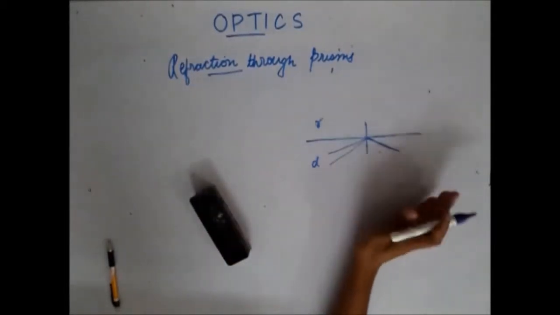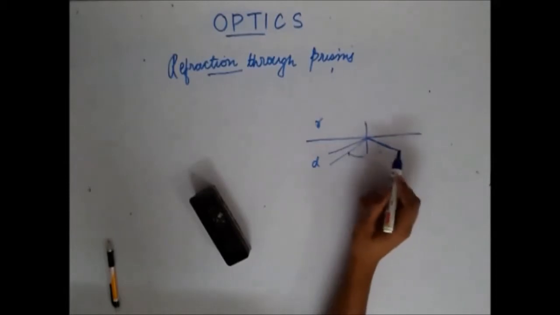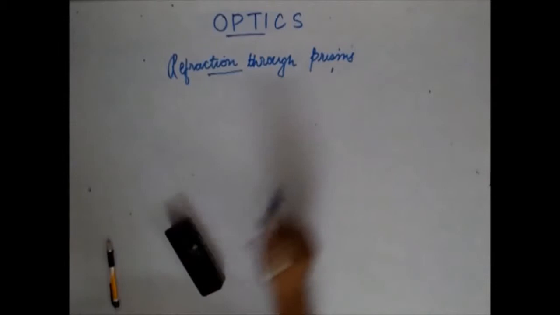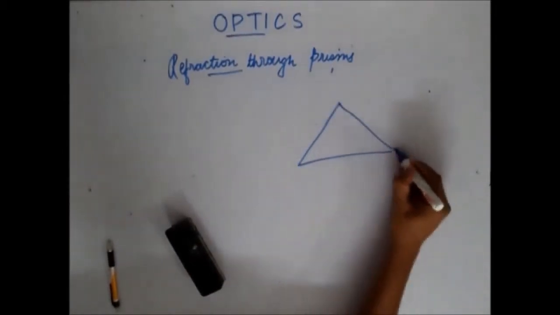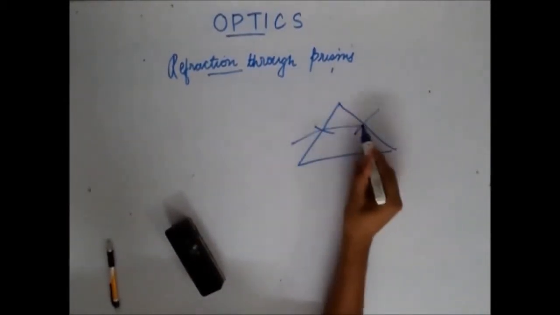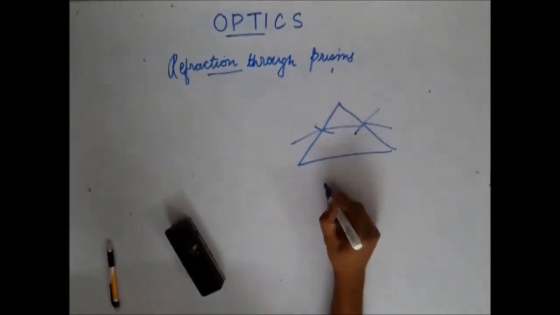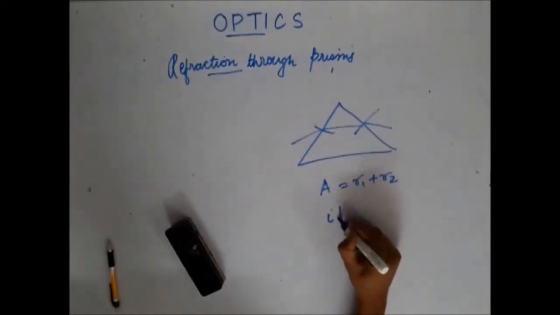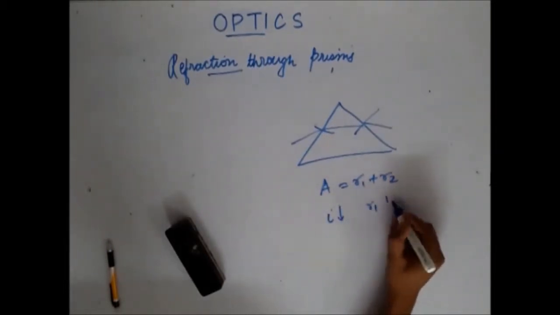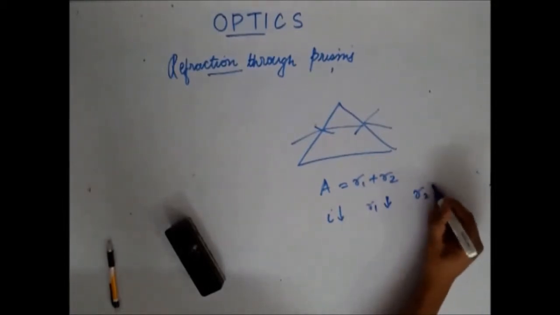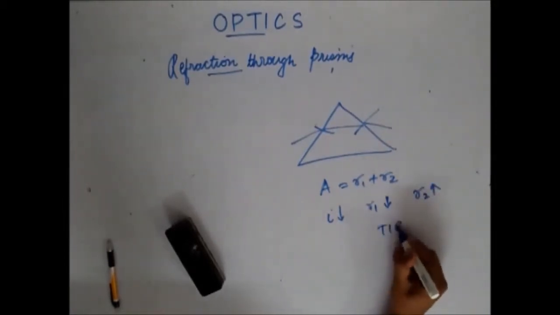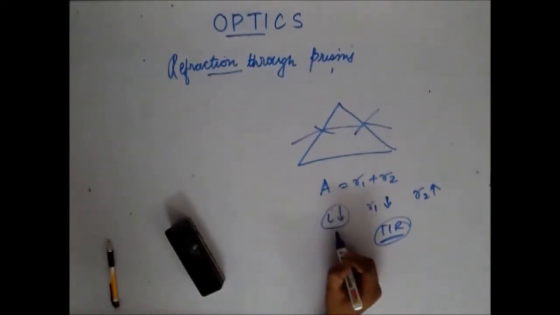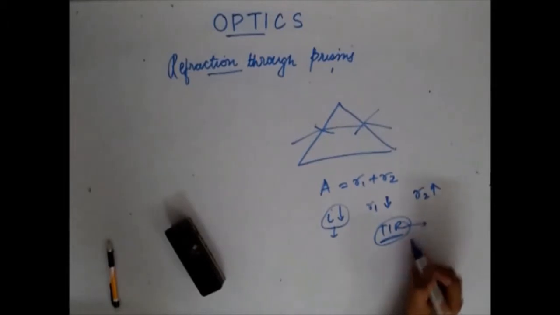So in this case, yes, it's true that the angle of incidence I needs to keep increasing to get the phenomenon of total internal reflection. But let's take the case of the prism. In this case, what was happening? I saw that A was equal to R1 plus R2, and I had to decrease I to decrease R1, which increased R2, and finally I got the phenomenon of total internal reflection. So in this case, I had actually decreased the angle of incidence to get total internal reflection.